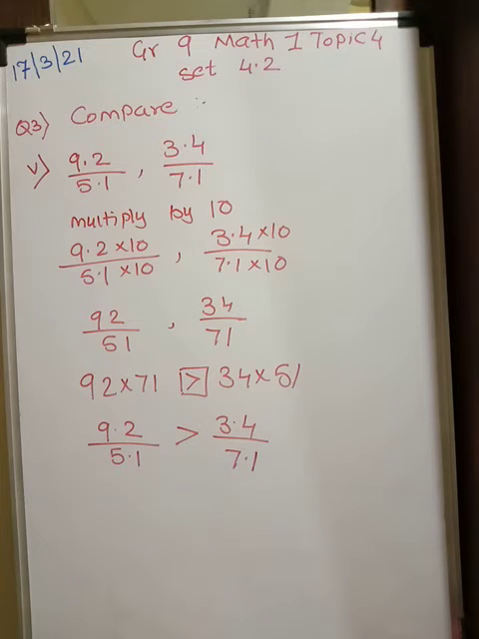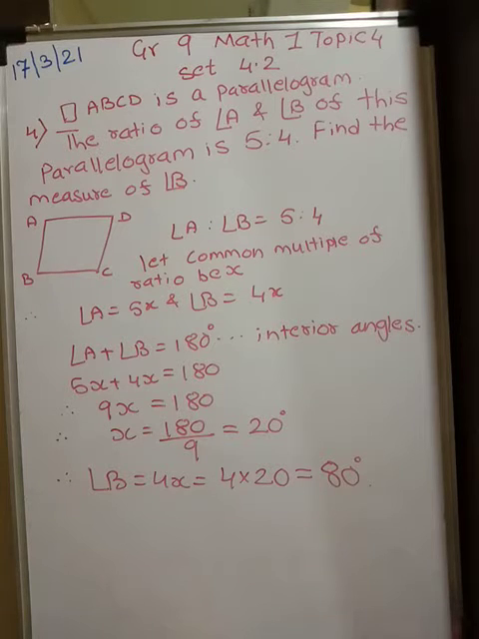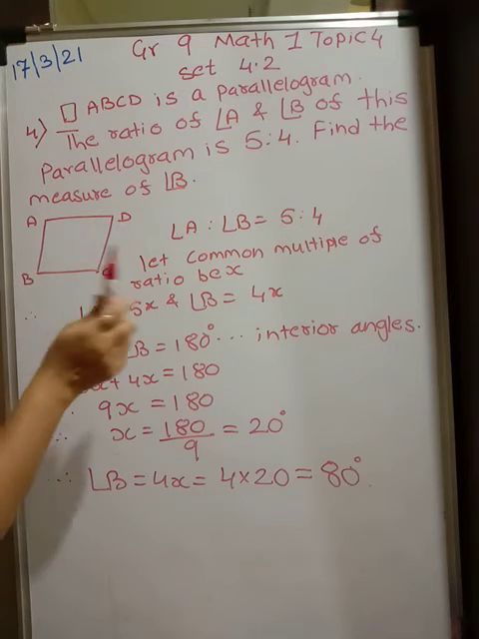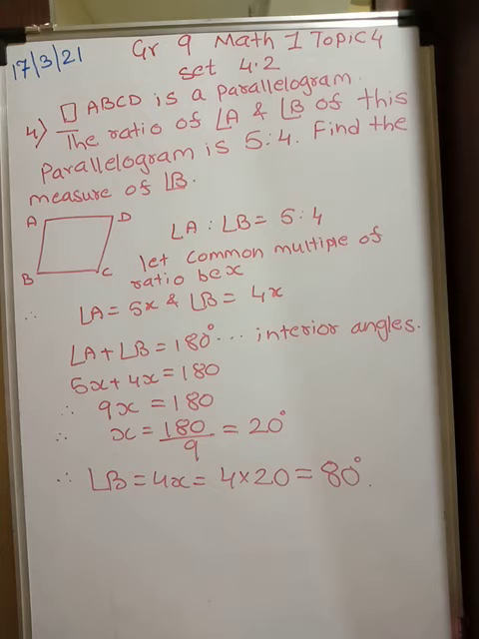We'll go for the fourth question. Now look at the fourth problem. Quadrilateral ABCD is a parallelogram. The ratio of angle A to angle B is 5 is to 4. Find the measure of angle B. So this we have to find out.